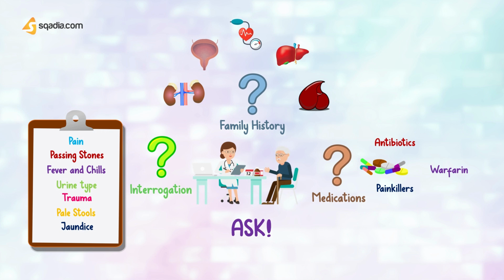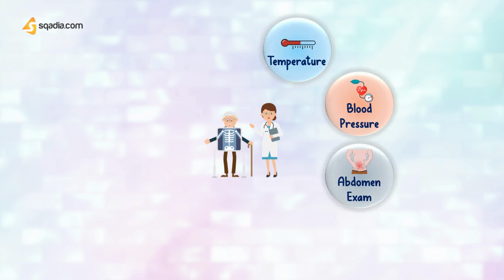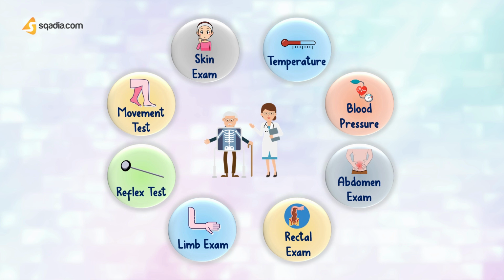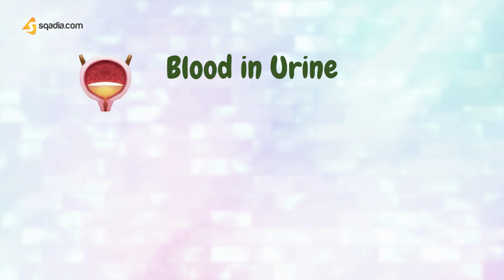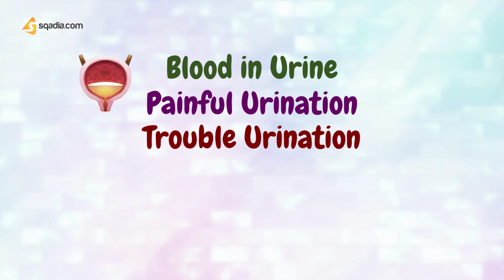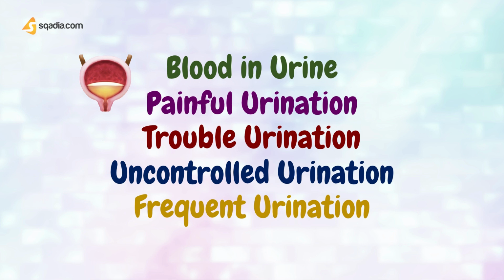After getting related information, do a thorough physical examination, which includes the following: temperature, blood pressure, pushing on the abdomen, digital rectal exam, checking limbs for swelling, testing reflexes and movement, and a thorough skin exam. So to make this easier for you, let's divide urine problems into 5 categories: blood in urine, painful urination, trouble urinating, uncontrolled urination, and frequent urination at night.